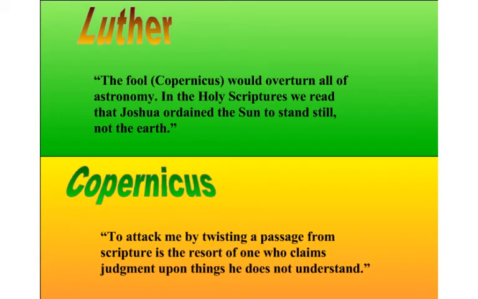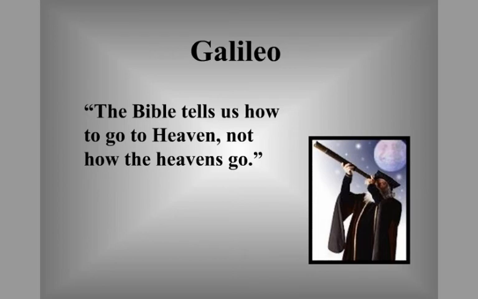Martin Luther commented about Copernicus, saying, the fool would overturn all of astronomy. In the Holy Scriptures we read that Joshua ordained the sun to stand still, not the earth. Copernicus replies, to attack me by twisting a passage from Scripture is the resort of one who claims judgment upon things he does not understand. Galileo's conclusion is the Bible tells us how to go to heaven, not how the heavens go.